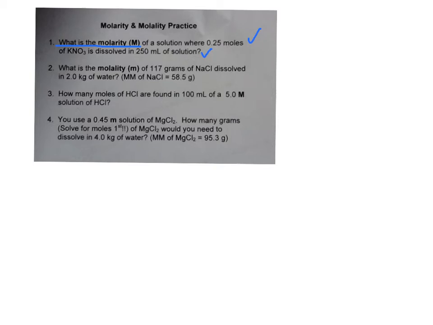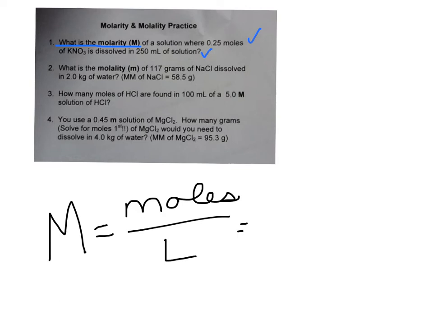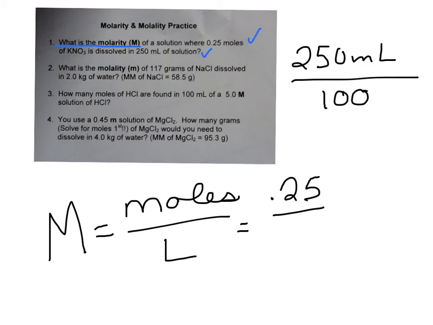How do we do it? Molarity equals moles over liters. In this case, we have 0.25 moles, and we don't know liters. We know that we have 250 milliliters. How do I change that to liters? I divide by 1,000, and that's 0.25 liters. So what do you get when you divide 0.25 by 0.25? You get 1, and our unit, capital M for molar.